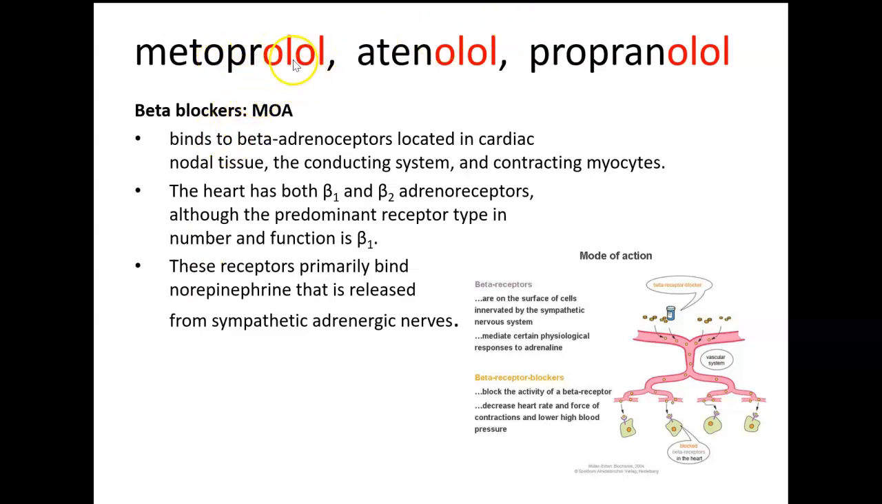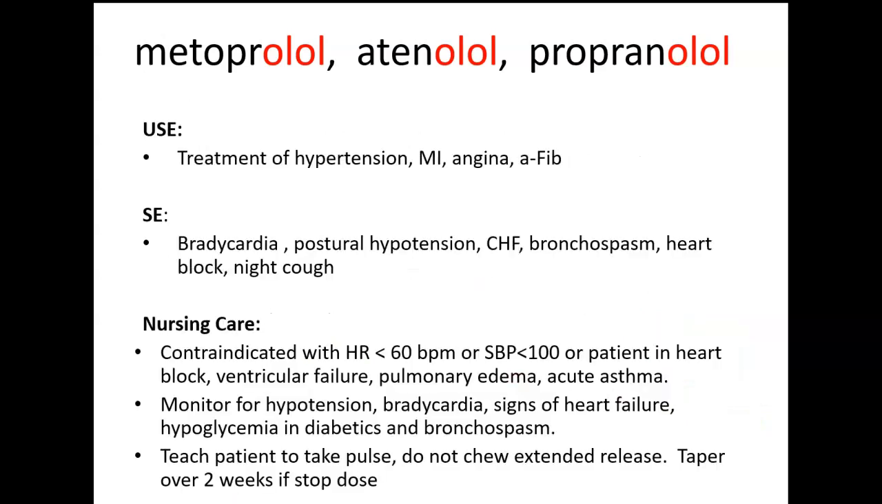Okay, so now we're on to the beta blockers, olol. See all the olols? And these bind to beta receptors. You already know this in cardiac tissue, nodal tissue, and we talked about nodal tissue, which is the conduction system. So the heart has both beta 1 and beta 2, although the predominant receptor type is beta 1s. So these receptors primarily bind norepinephrine, and yeah, they work well to treat hypertension, MI, angina, AFib. And so they are going to slow down heart rate in addition to reducing blood pressure.